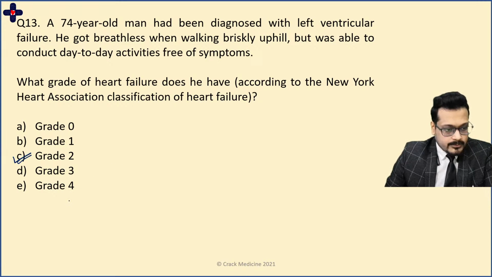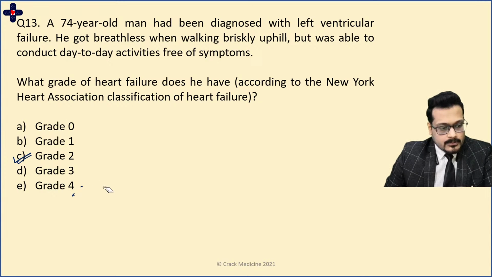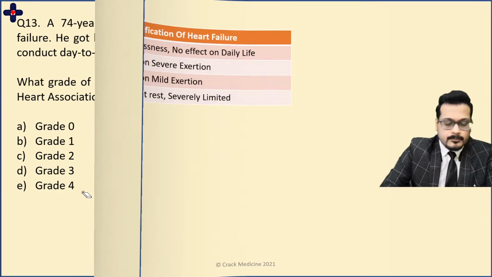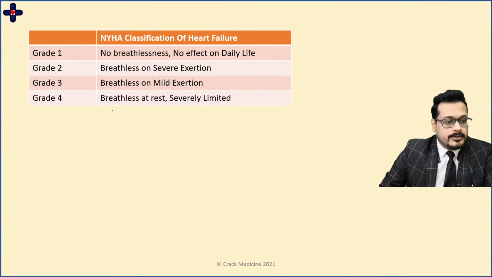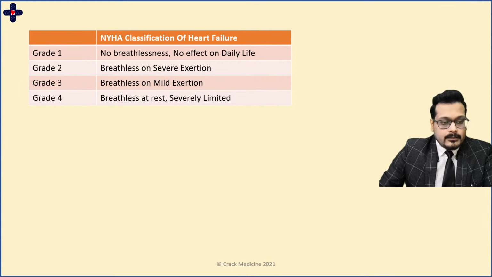You can look at it the reverse way. When the patient is grade 4, like the heart failure classification stage, the symptoms are present even at rest. Let's actually go through the table. If you look at it over here, go through this in reverse order. Grade 4 is your patient who is unable to do anything, and even at rest has breathlessness. Then comes mild exertion, then comes severe exertion, and then comes no breathlessness at all.